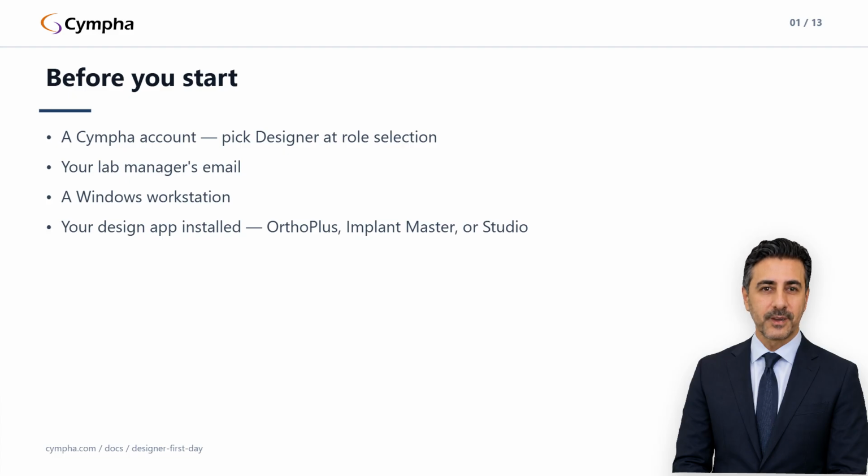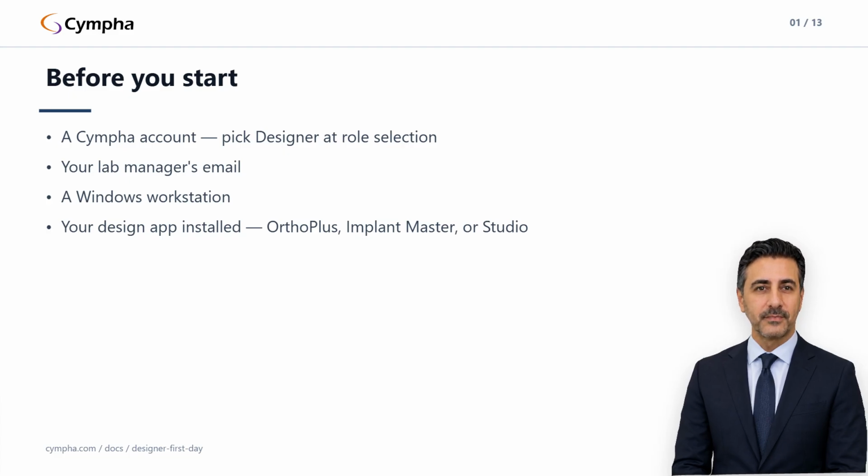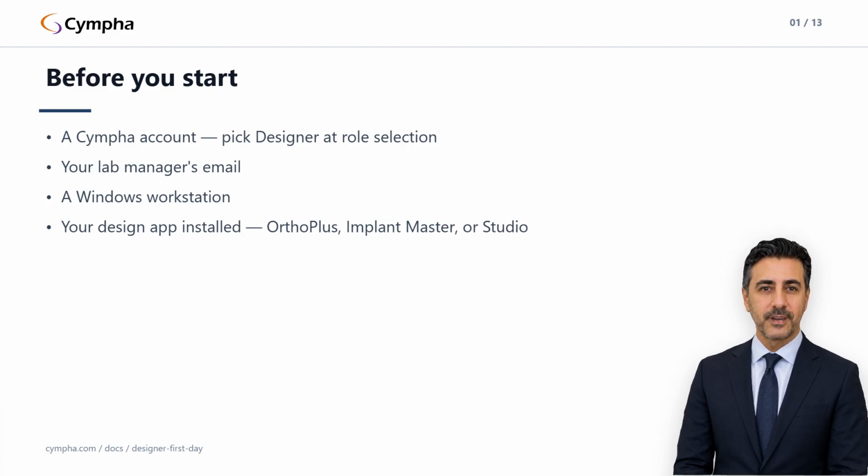Step 1. Walk through the sign up at app.cympha.com, verify your email, and you land on the Select a Role screen. Pick Designer, enter your lab manager's email at the prompt, and click Find. Your account is created in a pending state.